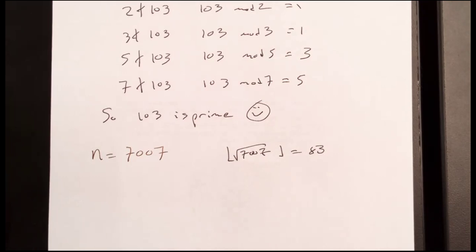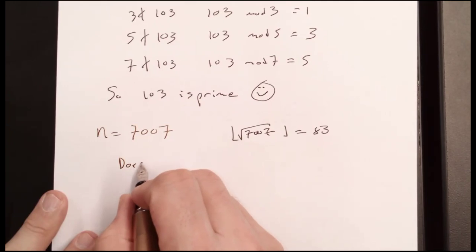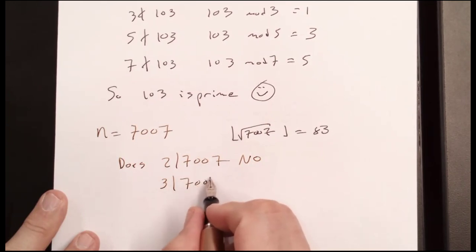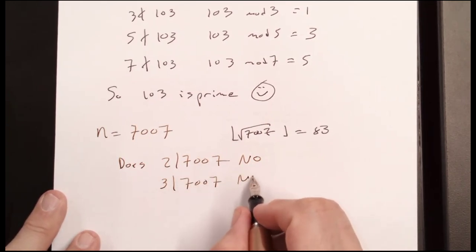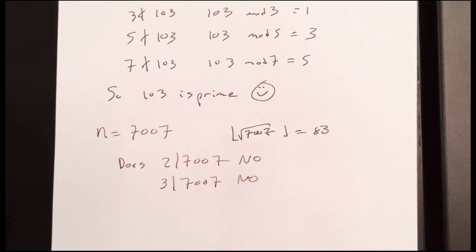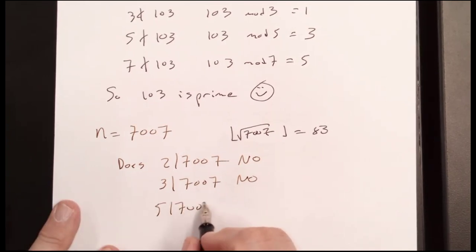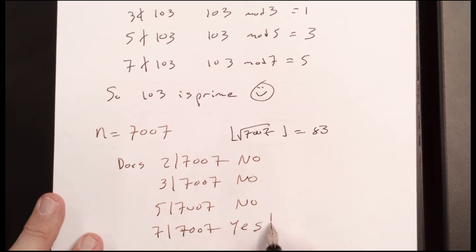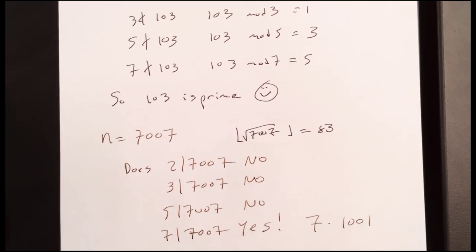What's 7,007 divided by 2? Well, what's the remainder? 1. 7,007 divided by 3. The remainder is 2, because it ends 0.666, okay? How about 5? Because it's got a remainder of 2. How about 7? Ta-da!